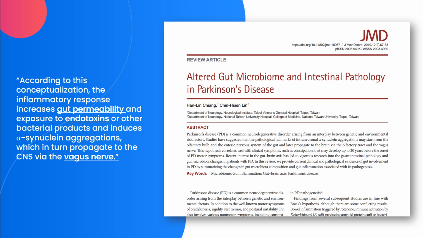So again, the inflammatory process that begins in the gut does not just stay in the gut. Those byproducts from the gut microbiome and from those pathogens are able to travel upwards via the vagus nerve to impact our central nervous system and drive the development of neurodegenerative diseases.